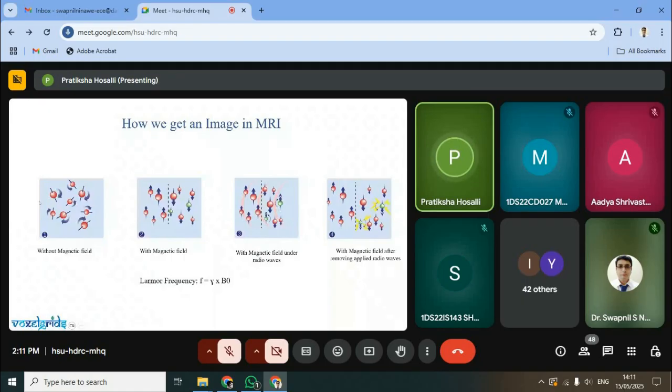In a normal situation, when our body is without a magnetic field, the hydrogen atoms spin randomly in our body. At that time the net magnetic field is zero. When we place the patient's body inside the magnetic field, the hydrogen protons align with the magnetic field of the magnet.